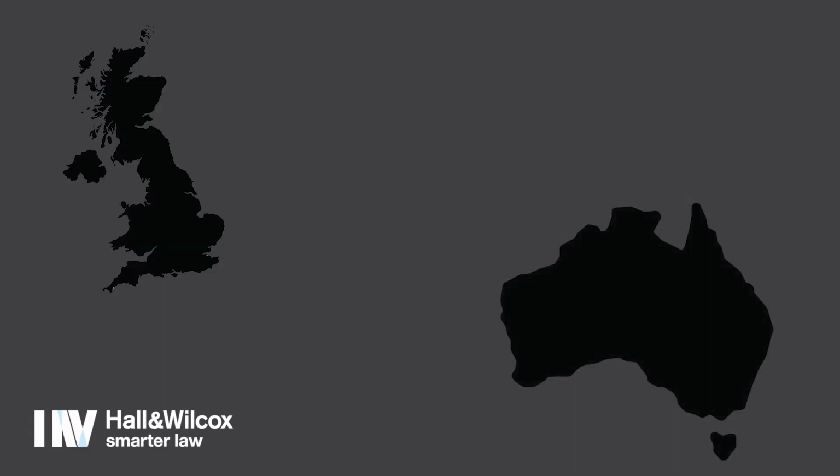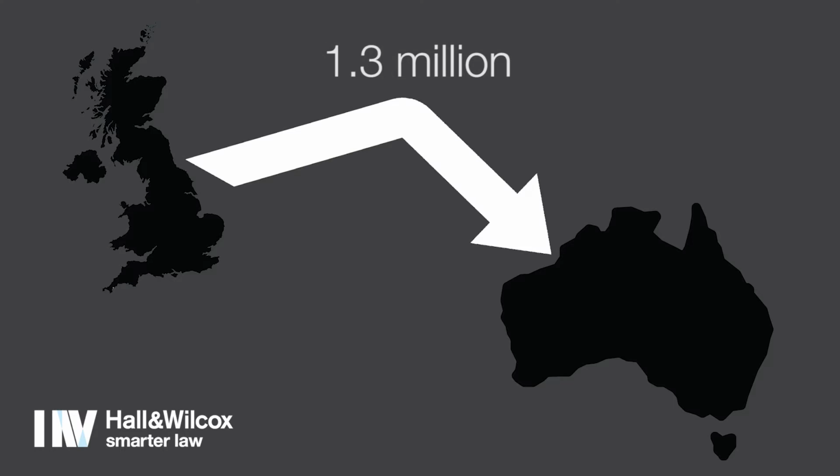Today, I'm going to talk to you about what happens if you're from the UK or you own assets or have connections to the UK. Over 1.3 million Britons now live in Australia. Conversely, many Australians have assets in the UK or family members living there. It's important to look at your planning, both in terms of inheritance tax planning and estate planning here.